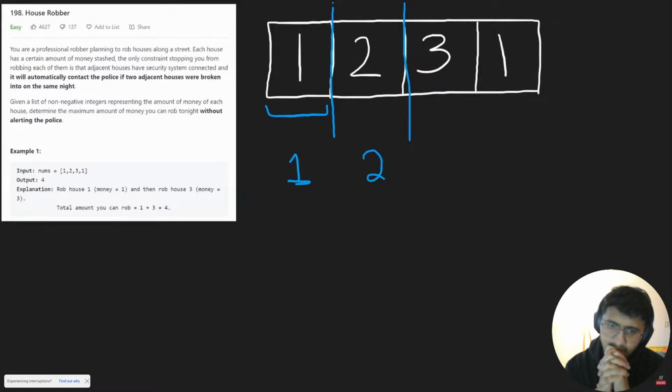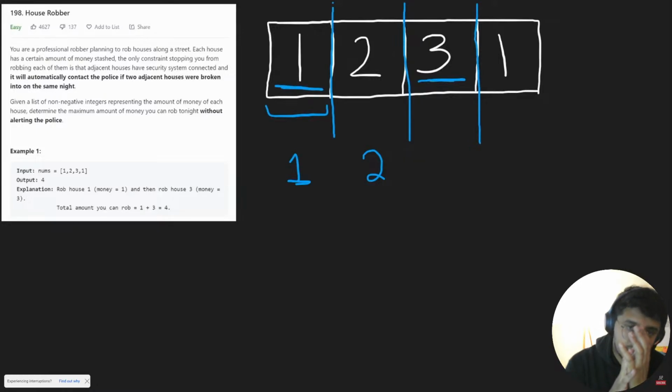Next, we get to house 3. This is where it gets interesting. So what's the max amount we can rob up until this point? So we have two choices again. We can rob house 3 and we can rob house 1, or we can just rob house 2. The max is obviously if we rob house 3 and 1, and in that case we'd get a total of 4.